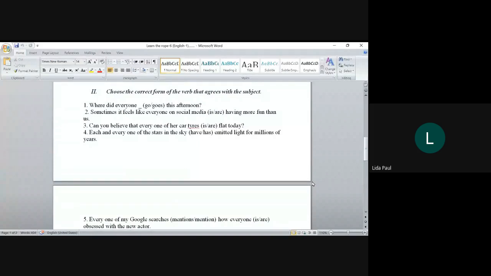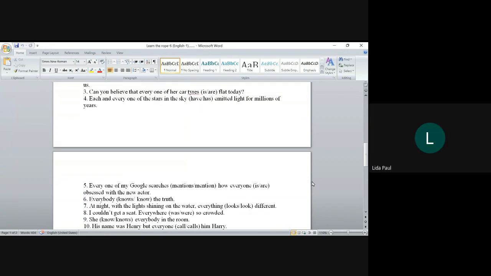Again, similar to that, each and every one of the books in this section. You're referring to the whole of the books. Here again, referring to all of the stars, but the reference being made is individual. That is why this one also takes a singular verb. The subject becomes singular and hence the verb also becomes singular. The reference is singular, that's all. Like every one of her tires. You're referring to all the tires, but at the same time, the reference is singular. Individual reference. Got it? So, ma'am, has will be the right answer? Yeah, has will be the right answer. Has emitted light for millions of years.